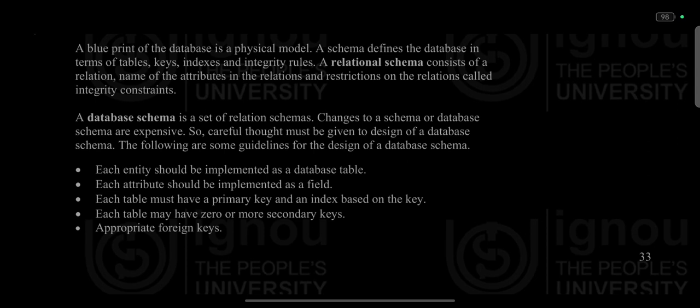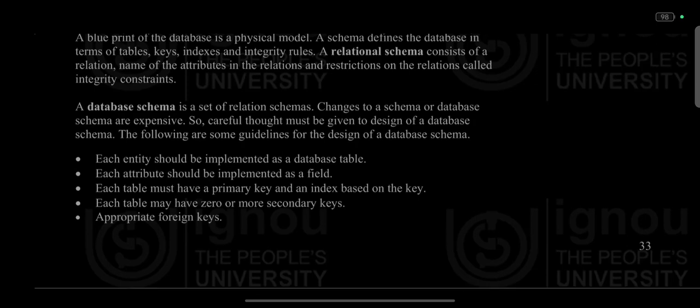The following are some guidelines for the design of a database schema. Each entity should be implemented as a database table. Each attribute should be implemented as a field. Each table must have a primary key and an index based on the key. Each table may have zero or more secondary keys, appropriate foreign keys.